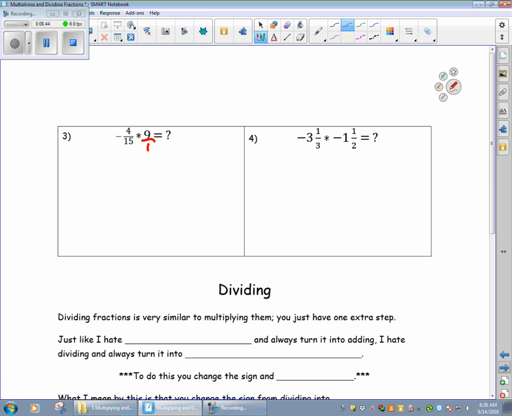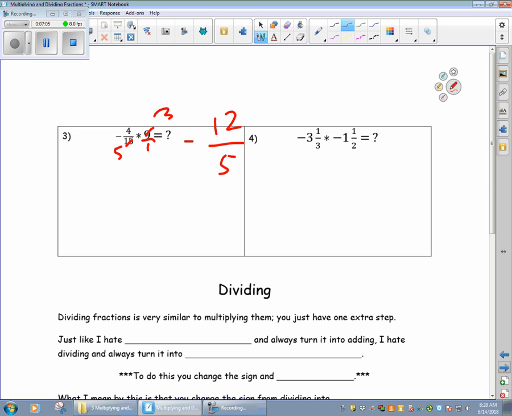I'm going to pre-reduce the 9 and the 15. What can I divide 9 and 15 both by? 3. So 3 and 5. So it's going to be negative 4 times 3 is 12. 5 times 1 is 5. So negative 12 over 5. Obviously, it could also be negative 2 and 2/5.